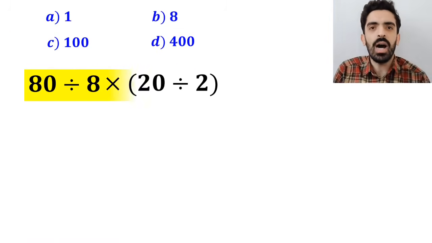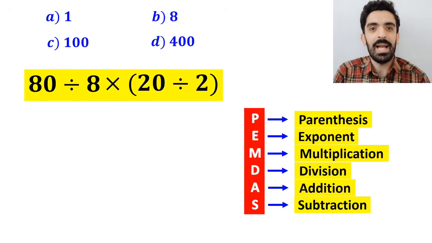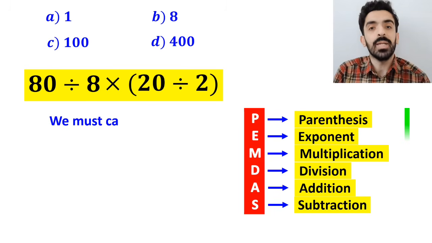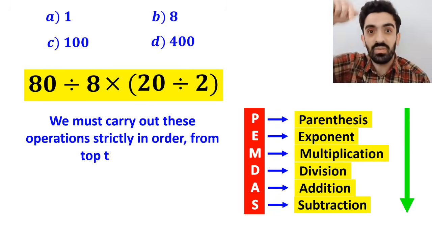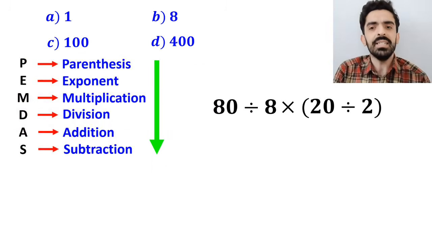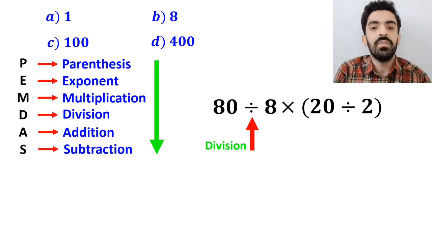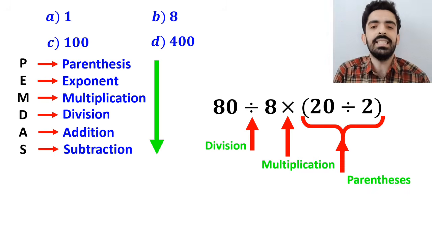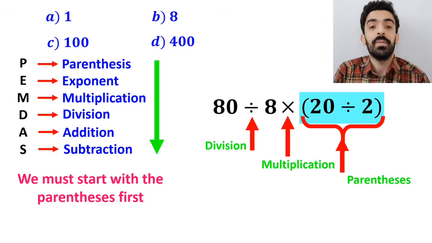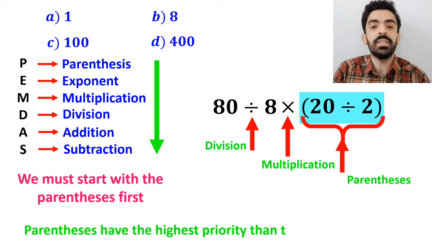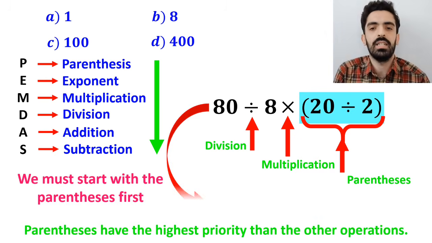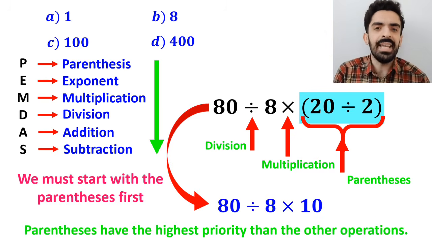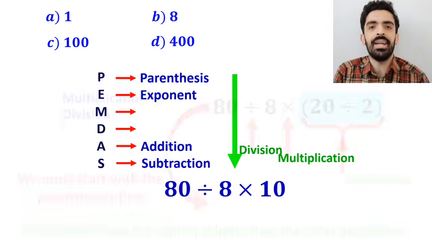Alright, now let me show you how to solve this expression properly. To solve this question, we need to follow the PEMDAS rule step by step. We must carry out these operations strictly in order from top to bottom. As you can see on the screen, in this expression, first we have a division sign, then a multiplication sign, and finally parentheses. According to the PEMDAS rule, first we must start with the parentheses, because parentheses have the highest priority compared to the other operations. So, we can write this expression as 80 divided by 8 multiplied by 10.